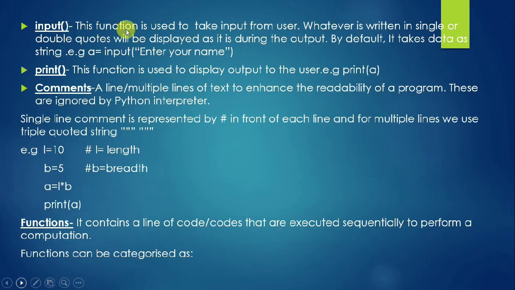Now the input function. This function is basically used to take input from the user. Whatever is written in the single or the double quotes will be displayed as it is during the output. By default, it takes data as a string. For example, if I say a equals input, enter your name, then this input function will take the name from the user and store it in the variable a.